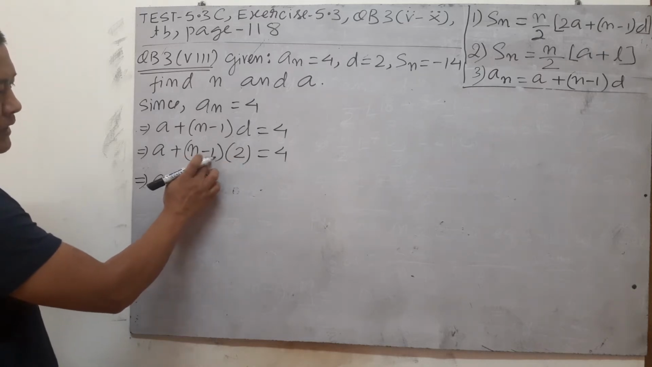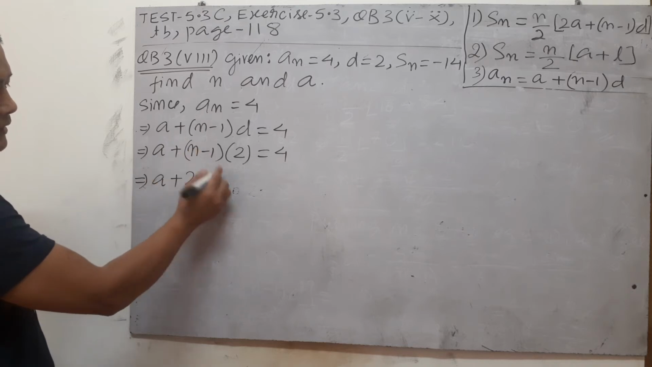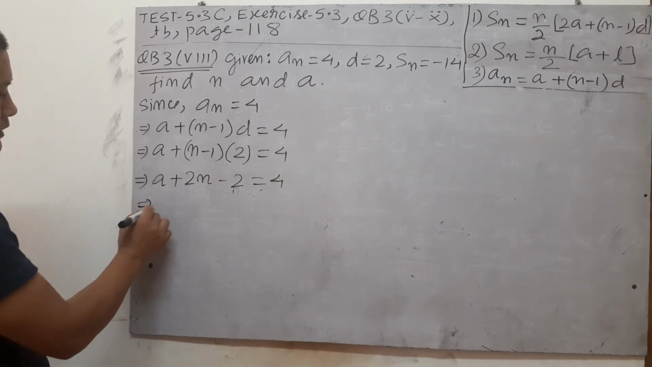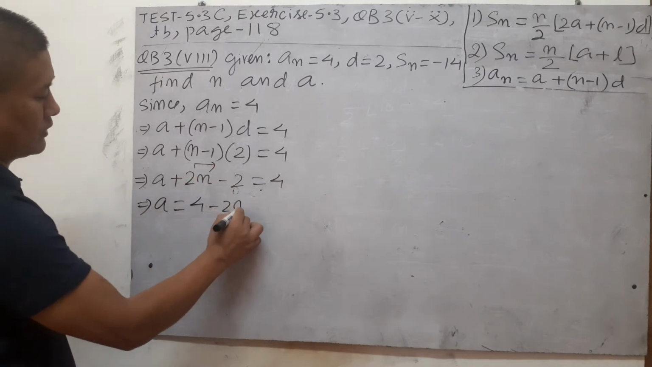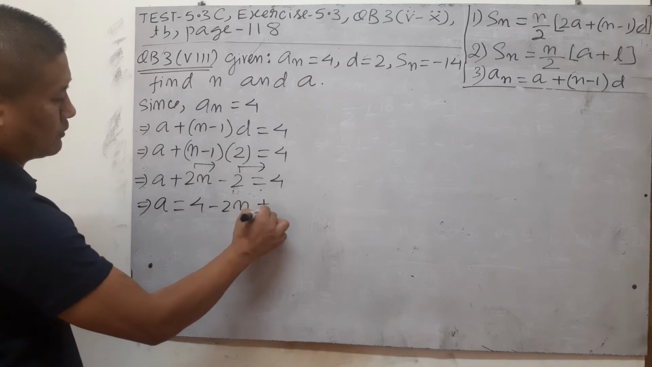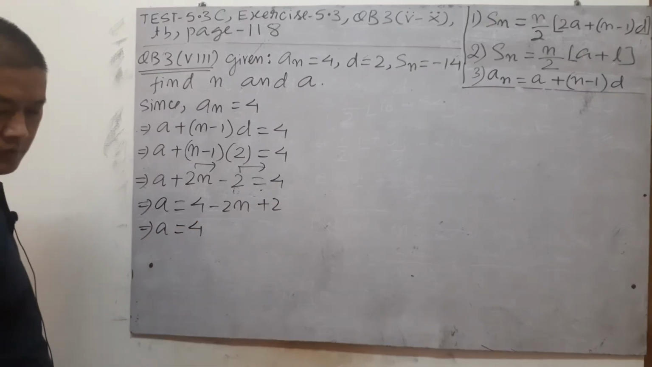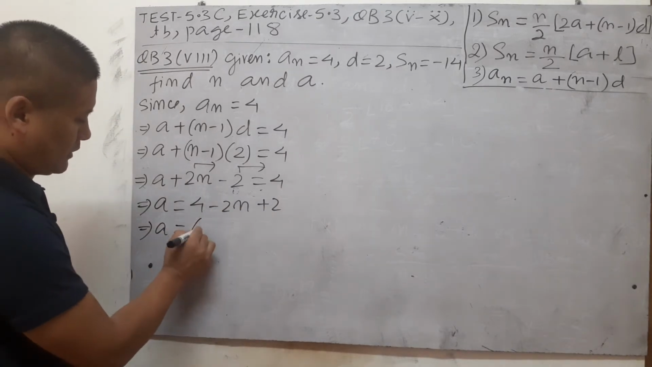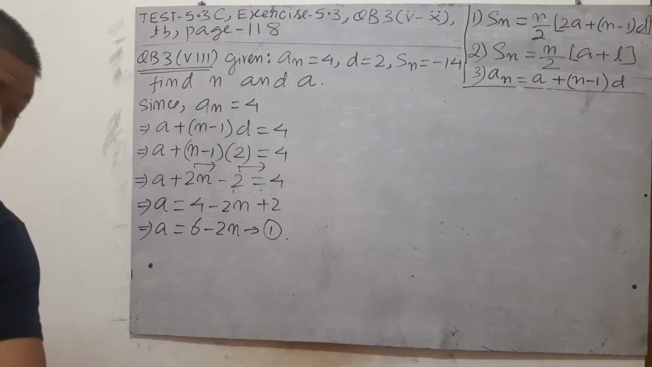This 2 is going to multiply both of these, okay? So plus into plus, plus. Again plus into minus, minus. So 2 ones are 2, is equal to 4. So you're going to get a equal to 4, and shift this one to the right side, minus 2n. Shift this one to the right side, plus 2. So a is going to be 4 plus 2 is 6 minus 2n. Let's put this as equation 1.